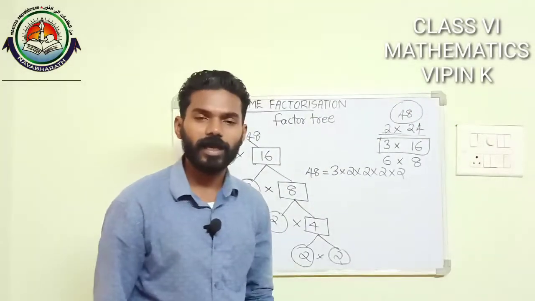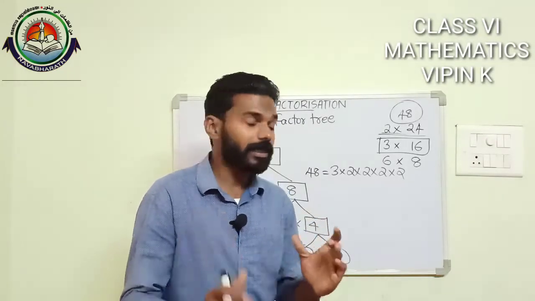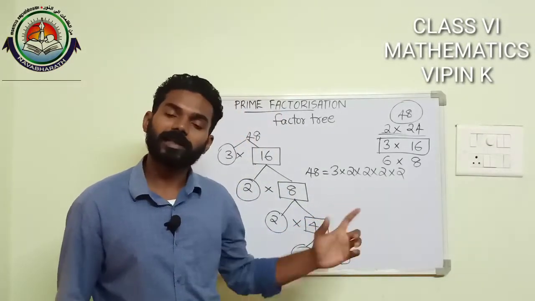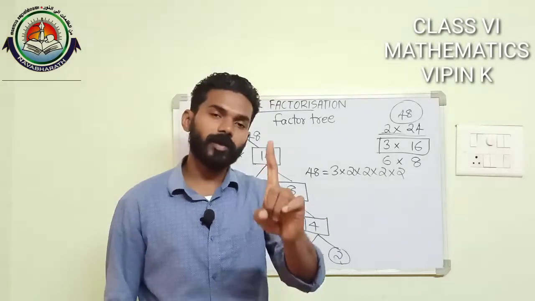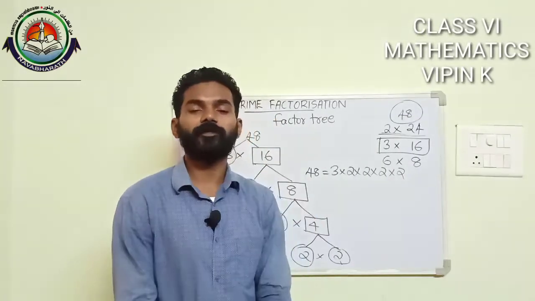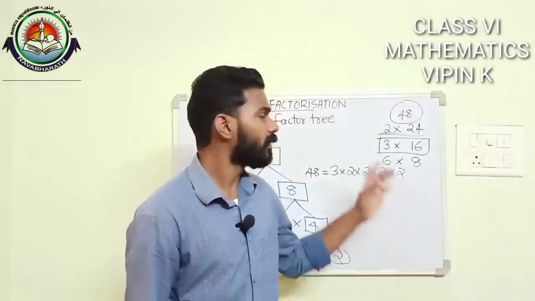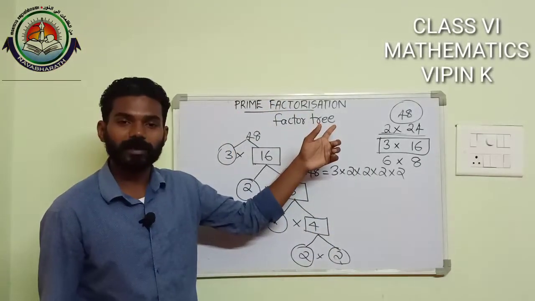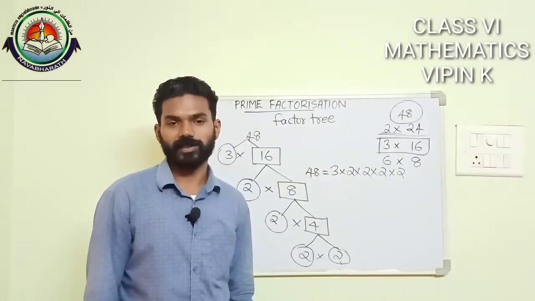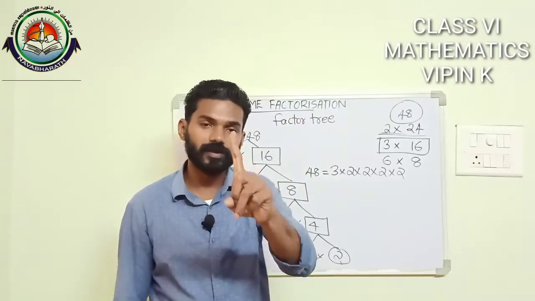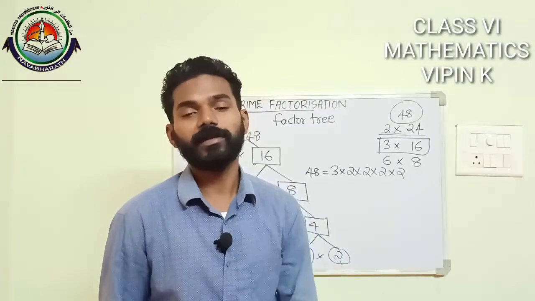In whatever way you do factorization, if you are considering prime factorization, then our answer would be the same, which means there is only one kind of prime factorization for any number. That's why we prefer prime factorization compared to simple factorization, because prime factorization is unique. It is possible in only one way for any number.